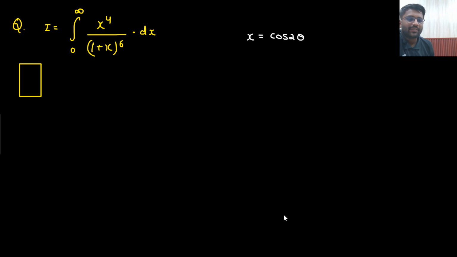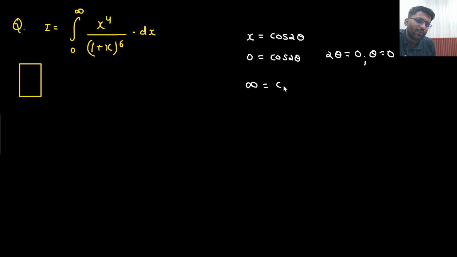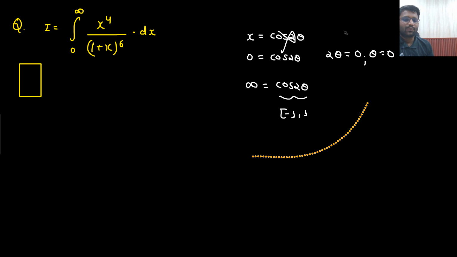See the limit. The limit is going from 0 to infinity. If x equals 0, then cos 2 theta would be 1, 2 theta could come out to be 0 only, theta would be equal to 0 degrees. If x equals infinity, can the value of cos 2 theta ever be infinity? No, because cos 2 theta can have a value between -1 to 1 only. So this is gone. You cannot put it. So what will you put?